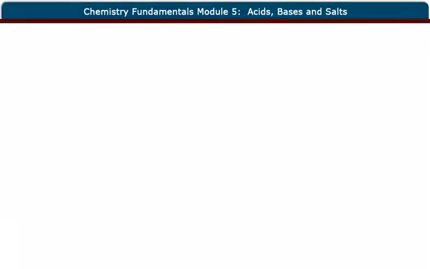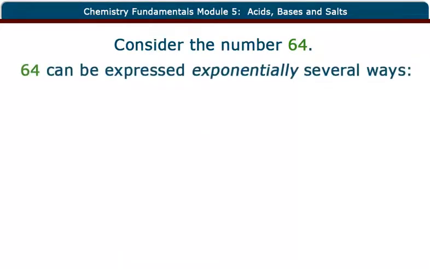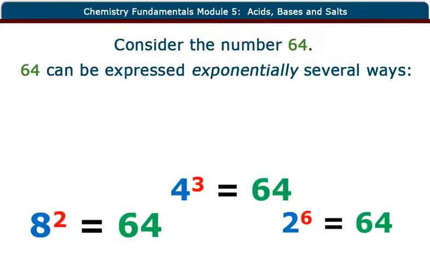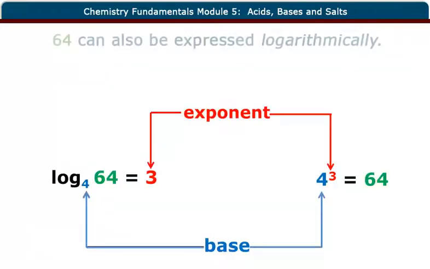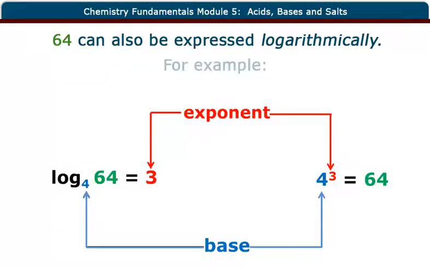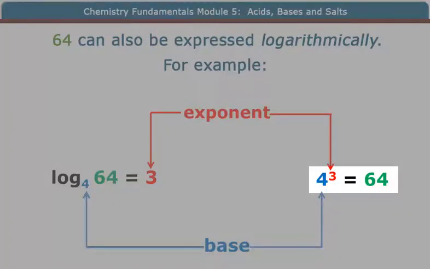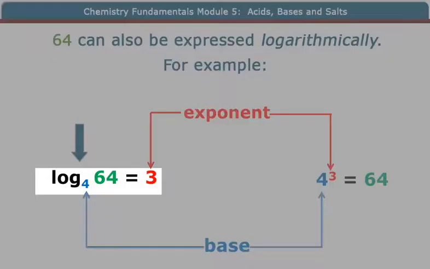Now back to pH. To understand pH, you must understand logarithms. Consider the number 64. 64 can be expressed exponentially several ways. The number 64 can also be expressed logarithmically. For example, if we start with one of the exponential forms, 4 to the third power equals 64. We can express that logarithmically using this expression.